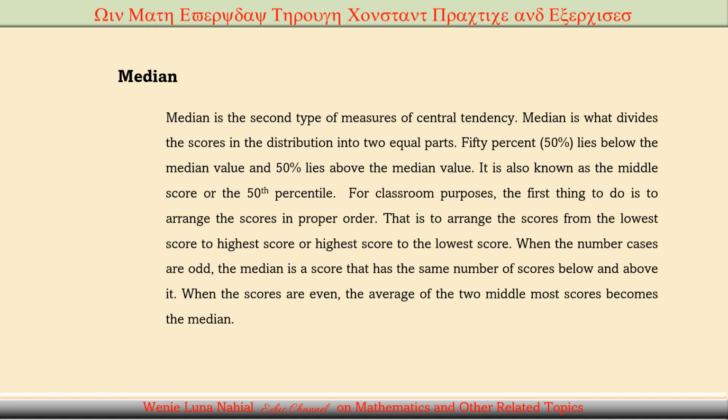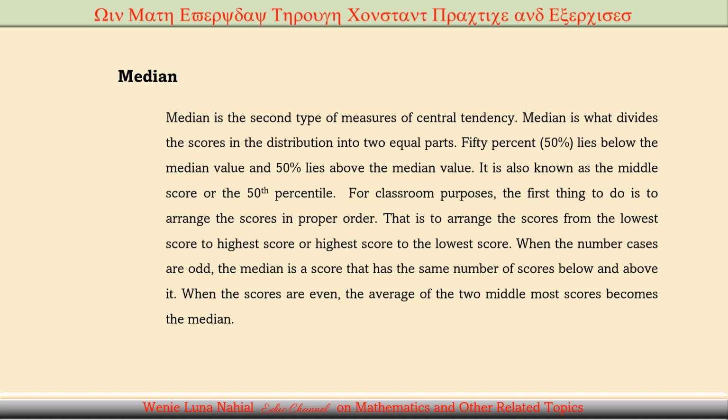For classroom purposes, the first thing to do is to arrange the scores in proper order. That is to arrange the scores from the lowest score to highest score or highest score to the lowest score. When the number of cases is odd, the median is a score that has the same number of scores below and above it.